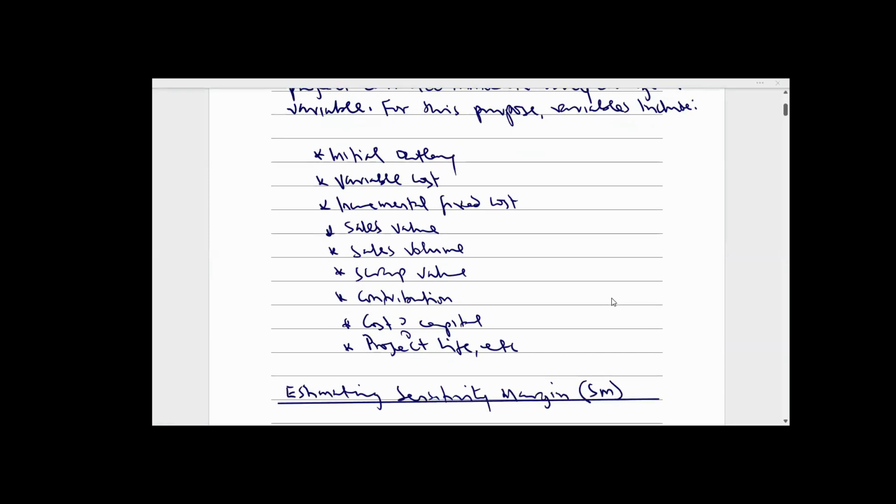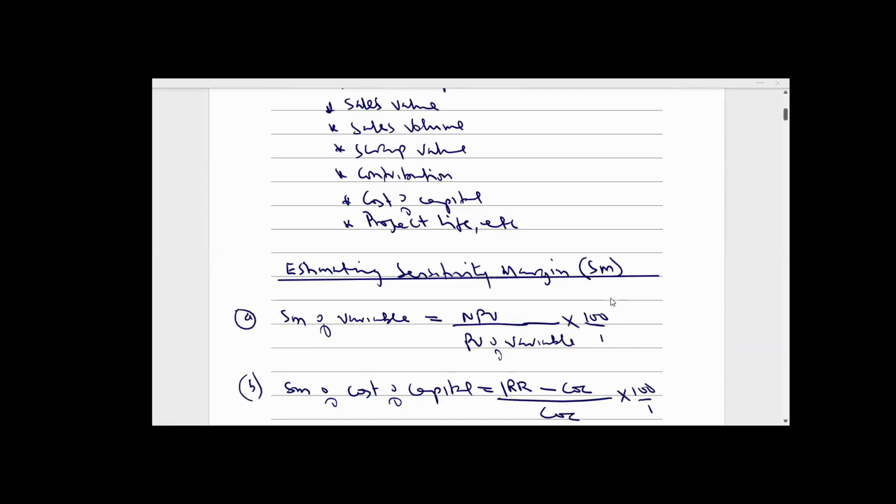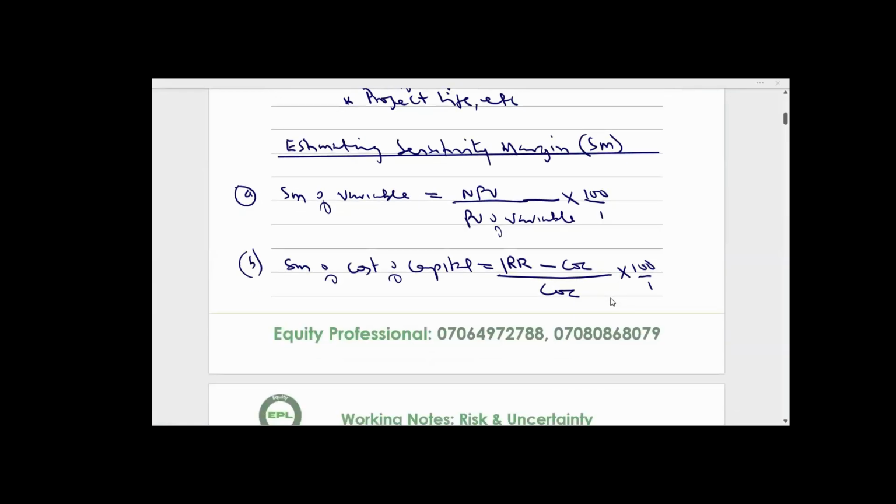And then we proceeded to talk about how to calculate sensitivity margin of variables. I gave you three different formulas that you can use depending on the variable. For all the variables, excluding cost of capital and project life, sensitivity margin will be computed as NPV divided by present value of variable. Then the sensitivity margin of cost of capital will be internal rate of return minus cost of capital over cost of capital.